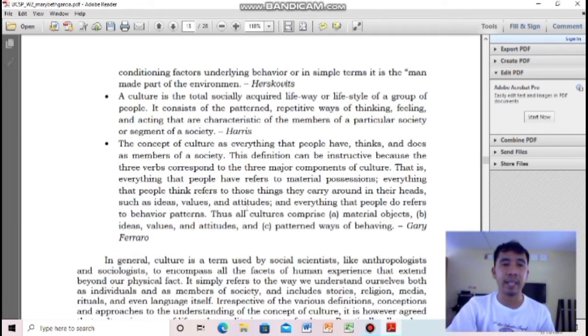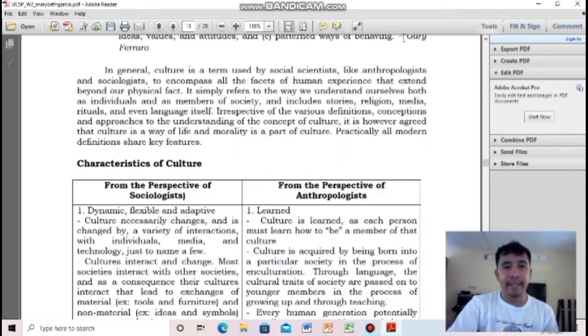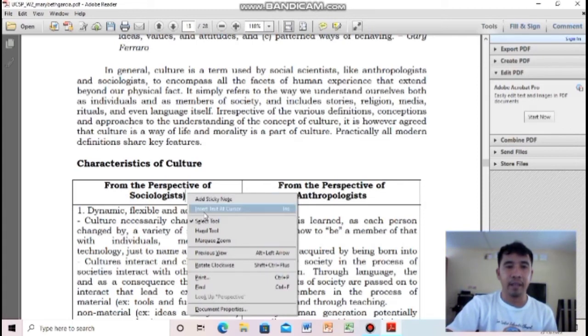Okay, next, the concept of culture as everything that people have, think, and do as members of society. Well, let's proceed to the characteristics of culture from the perspective of sociologists and from the perspective of anthropologists.